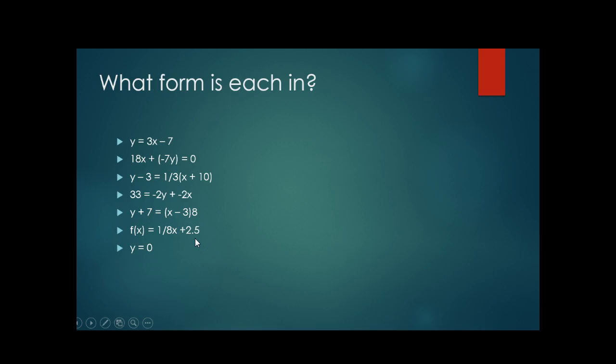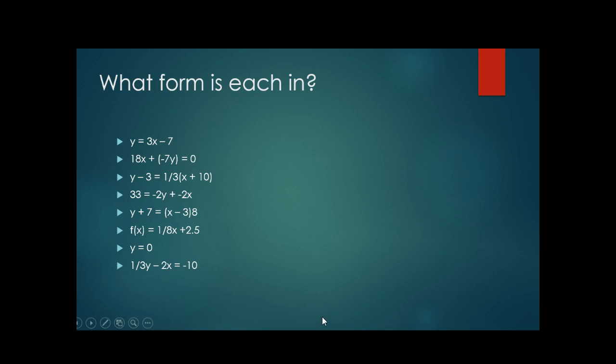Y equals 0 is a tricky one. This one's actually also in slope-intercept form. Y is by itself. There is no x, but you can also think of no x as 0x. So it's 0x plus 0. Simplified is just this. So it's basically a line with 0 slope, which is a flat line, going through 0 at the origin.